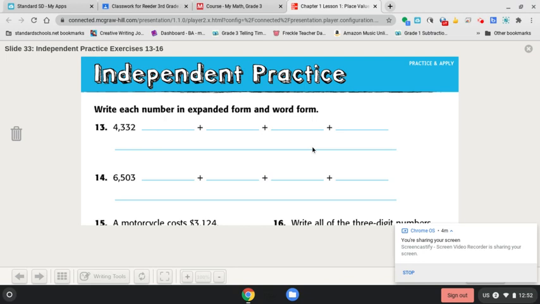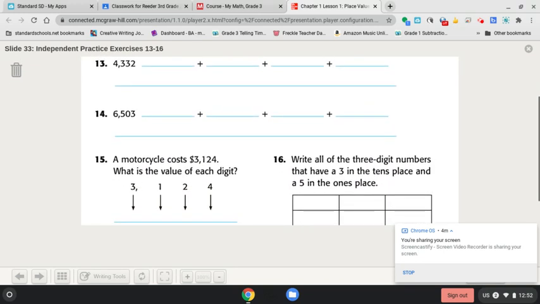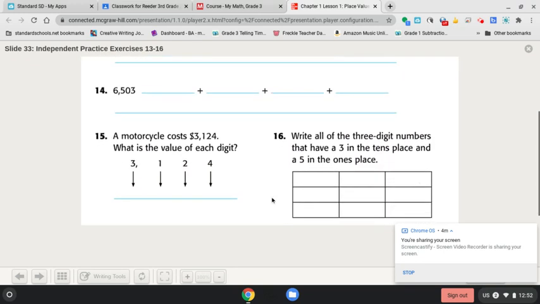Okay? Do the same thing for this one below. Go ahead and pause as needed. Give yourself time to write on your board. So now we have some word problems down here. A motorcycle cost, remember you're going to continue on your whiteboard. A motorcycle costs $3,124. What is the value of the digit? So you're going to put how many thousands are there? So you're going to write 3,000. How many hundreds? How many tens and how many ones?